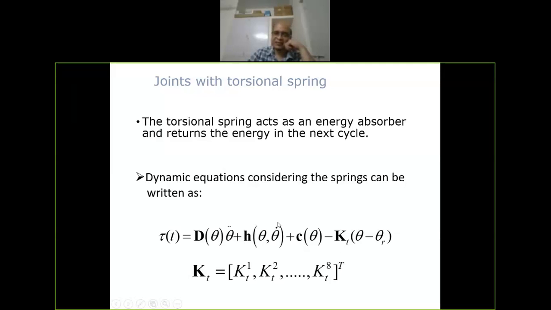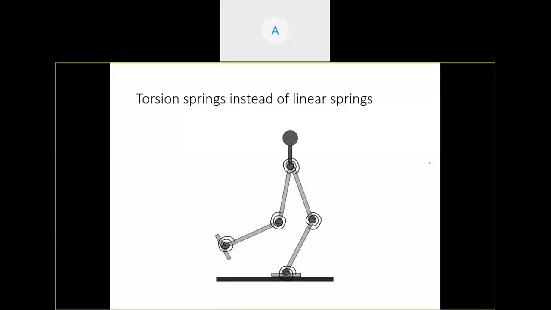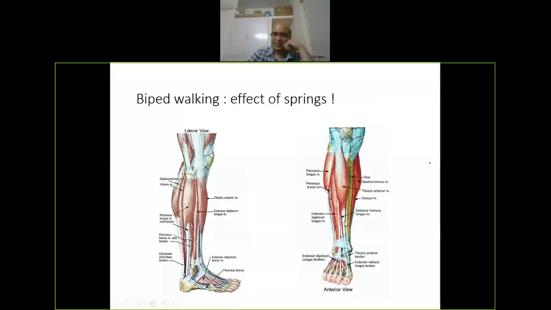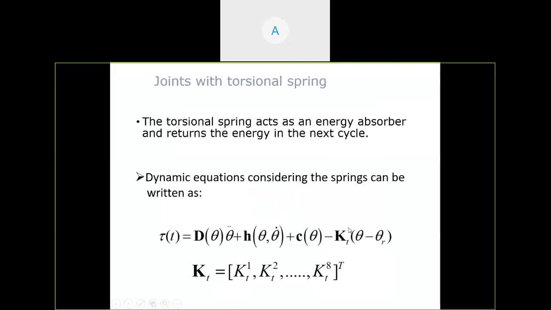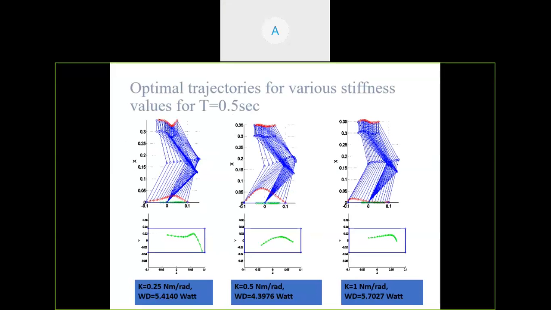Again, if we do optimization and try to find the optimal energy of walk of a system which has springs at the joint. So this is a robot which has a spring at the joint, something like this. This one has a tendon. In this one, there is a spring. If you try to optimize it again to find the optimal trajectories, then what we find is that the optimal trajectories look like this for different values of spring constants. The left, middle, and right figures are for different K values. K is the spring stiffness. So this shows that for different spring stiffnesses, the optimal walk, the optimal trajectories, are going to be different.